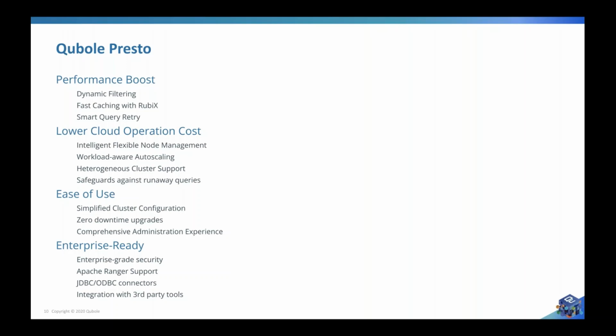Smart query retries, lower cloud operation cost. We spoke about all those in the previous slides, and the same applies here as well. Ease of use, same thing that we spoke about earlier, and basically enterprise ready security, JDBC integration, Apache Ranger integration to make sure the data is secure because we are making it self-service.